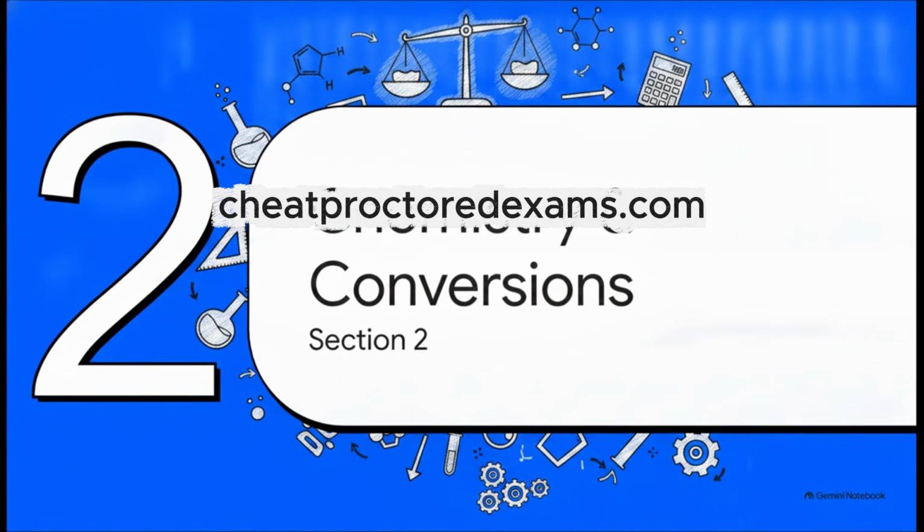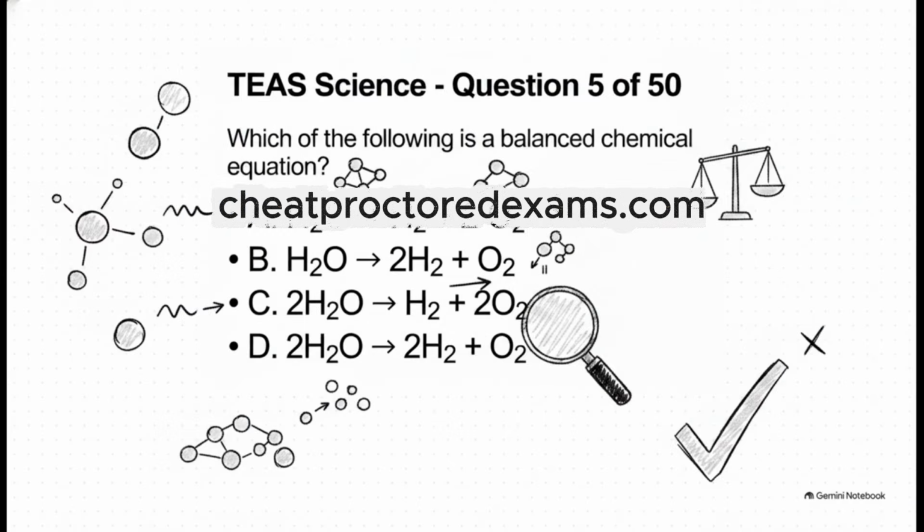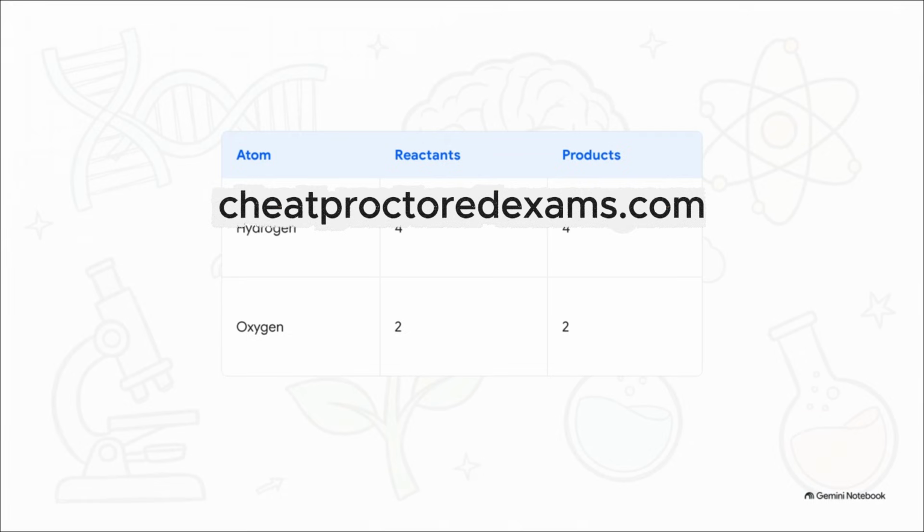Section 2, Chemistry and Conversions. Moving right along, question 5 asks you to identify the balanced chemical equation from the 4 options provided. Give this explainer another quick interactive pause to literally count the atoms on both sides of the arrows before we break it all down together. And this brilliantly illustrates why a simple counting table is going to be your absolute best friend on test day.